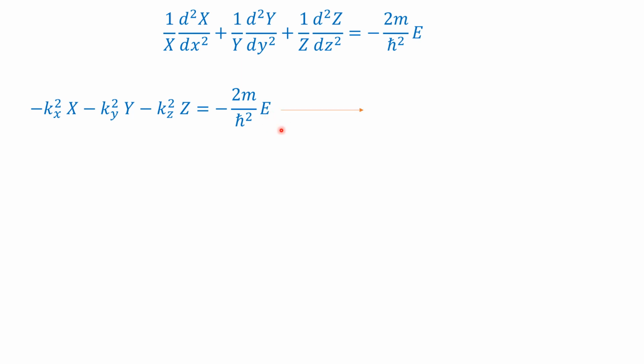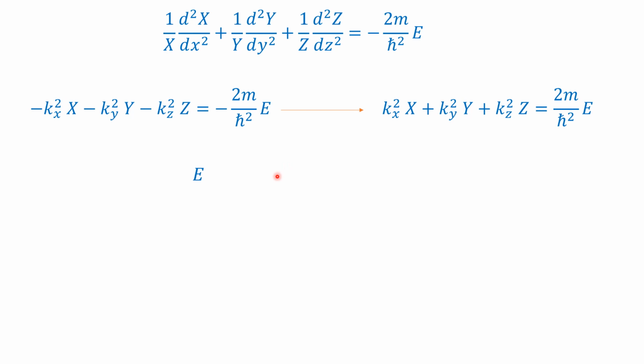This implies you can remove all negative signs, so it will become kx squared capital X plus ky squared capital Y plus kz squared capital Z, which is equal to 2m over h cross squared E. Now we have to find the value of E. In order to find E, you bring this 2m over h cross squared to the left hand side again.